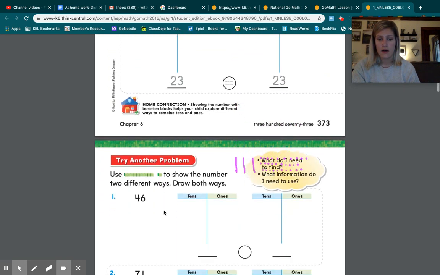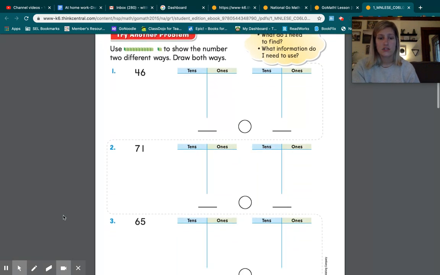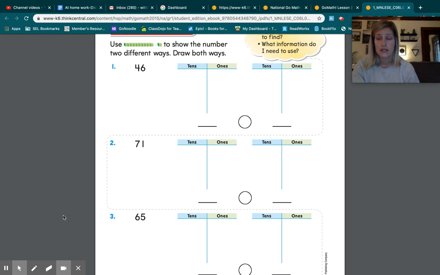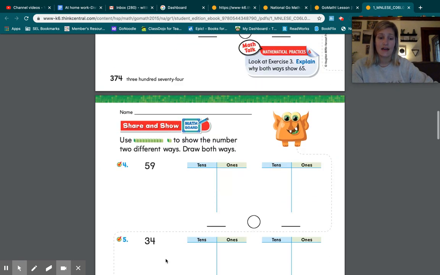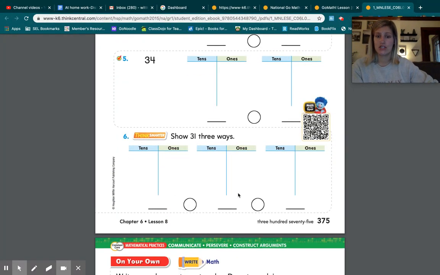Let's move down. Ugh, and Mrs. Maris has to erase this. But down here on the next 2 pages, you guys are going to be doing the second part of the lesson today. The second part of the lesson showed a number and then asked us to show it in 2 different ways using base 10 blocks, using the group of 10 and the ones. So down here, they want you to show 46 in 10s and 1s one way, and a second way. They don't want them to be the same. 71, 65, 59, 34.